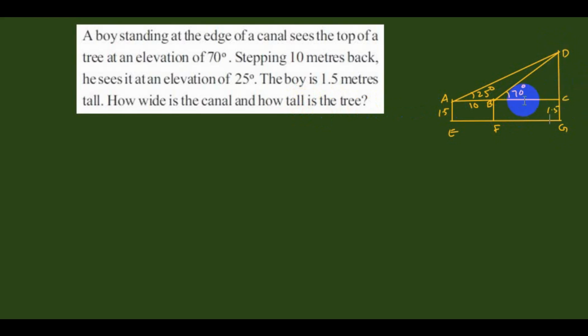Now we need to get BC and CD. Let us suppose the two lengths, let CD be equal to X and CB, let it be Y. Let us suppose them by X and Y. From the right triangle BCD.